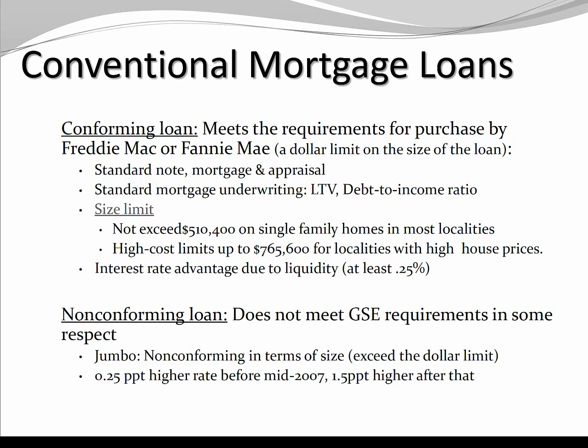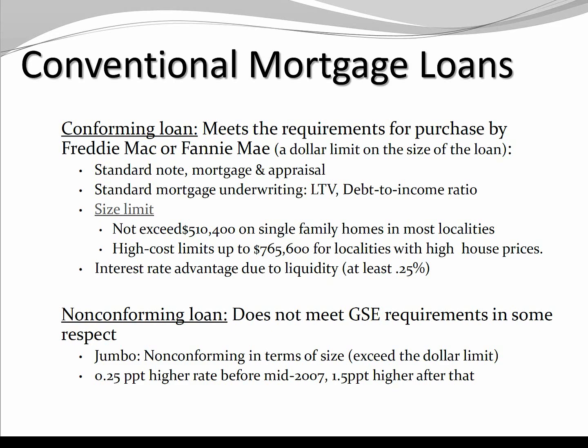Mae and Freddie Mac. In most cities in the United States, the loan size should not exceed $510,000 and $400,000. But in a lot of places with very expensive house prices, like New York and California, the limit can go up to $765,000 and $600,000. Because conforming loans are more liquid, they have an interest rate advantage, and are cheaper by 0.25%.